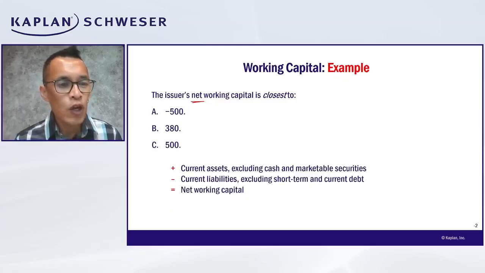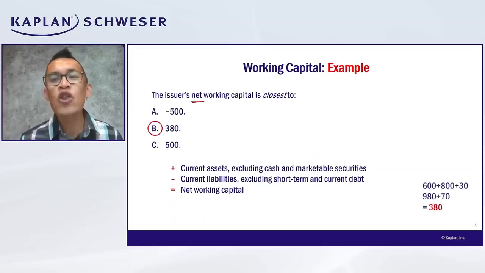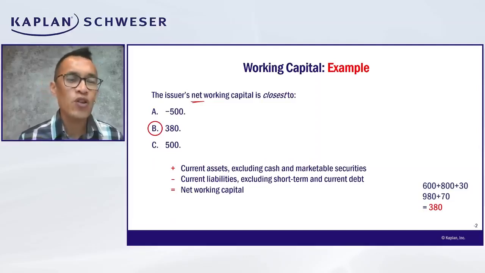Okay? So netting the two amounts is going to give us the net working capital. And that amount will come out to, of course, with this calculation, 380. So B has to be the correct answer.